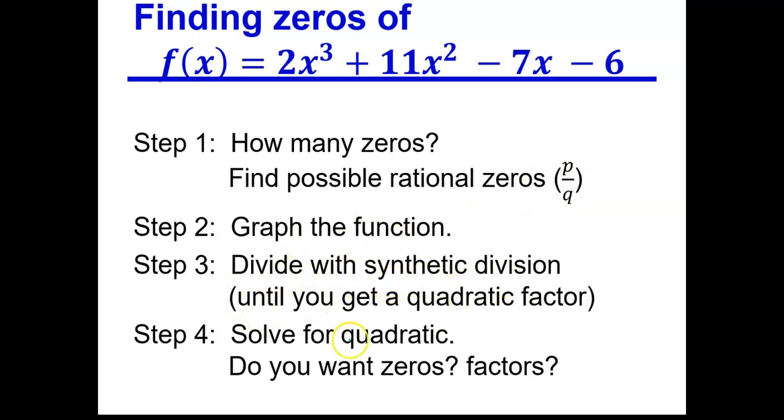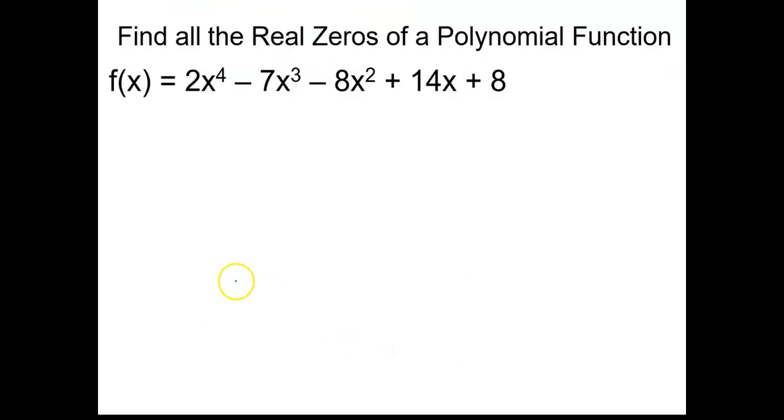Divide with synthetic division until you get a quadratic factor. Once you get a quadratic factor, then you can solve it by any of the ways you solve a quadratic function, like factoring if it's factorable, or use the quadratic formula. Okay, then to get the remaining zeros, once you get it down to quadratic, keep reducing it. You can use synthetic division to keep dividing until you get to quadratic. Okay, let's do an example.